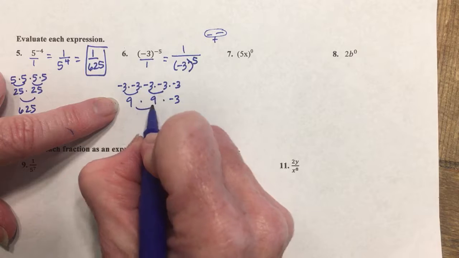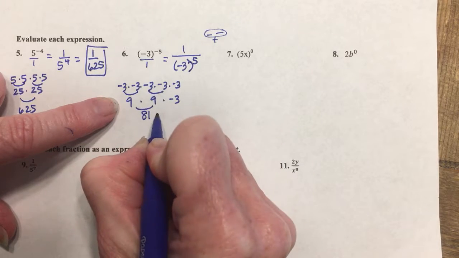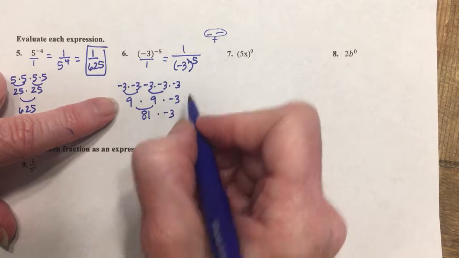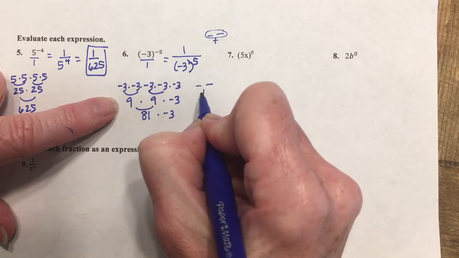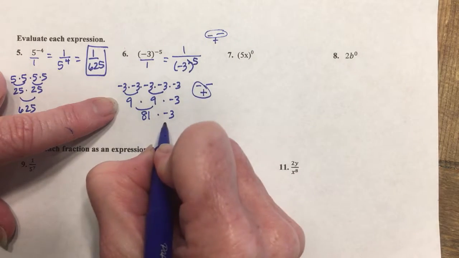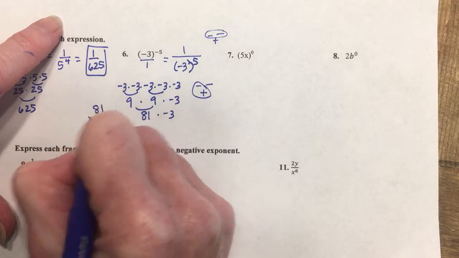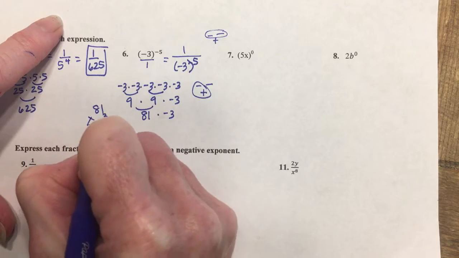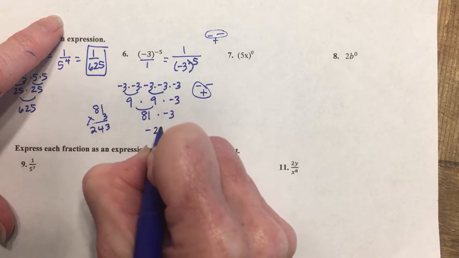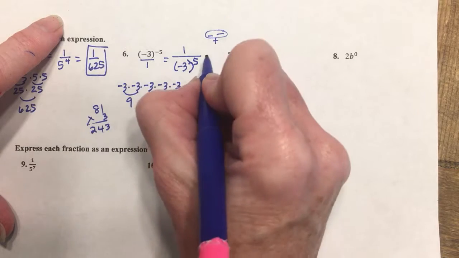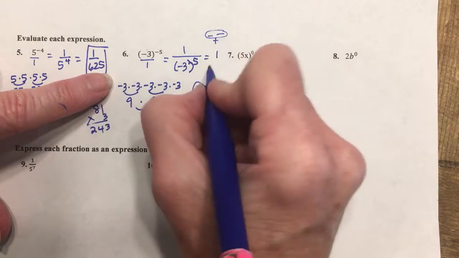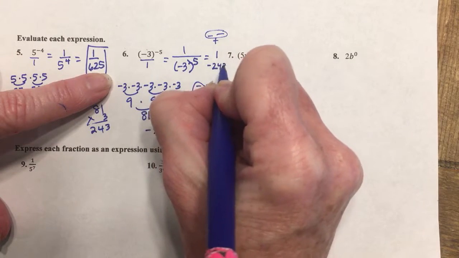All right, so then I can do these two. 9 times 9 is 81. 81 times negative 3. Okay, 81, a negative times a positive, I know is going to be negative. What's 81 times 3? 243. So this is a negative 243. So then that is what goes on the bottom. So 1 over negative 243.